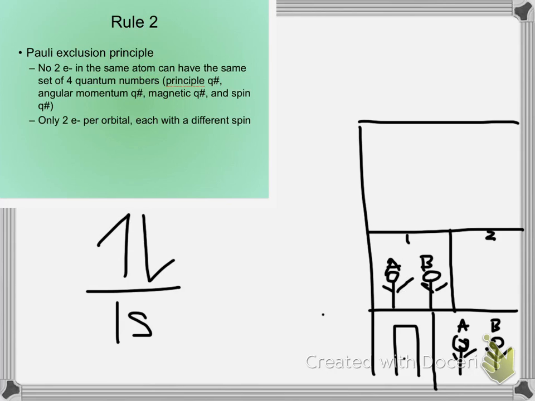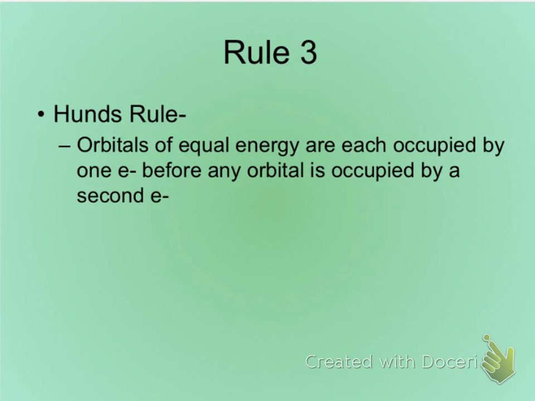Okay, so we've got rule 1: electrons are lazy, they go to the lowest energy orbital available. Rule 2: we have to differentiate them. They can't have the same address. They can't have the same set of 4 quantum numbers. So we differentiate them as spin up and spin down. This next one is the trickiest.